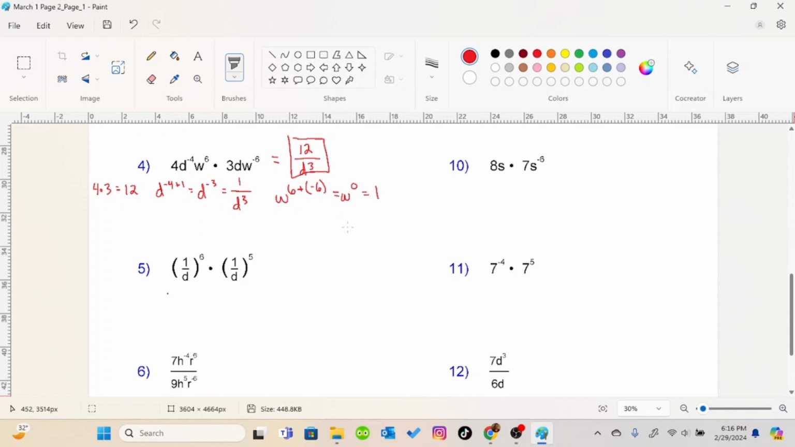Number 5. We have 1 over D to the 6 plus 5. So this becomes 1 over D to the 11th power. And that is our final answer.